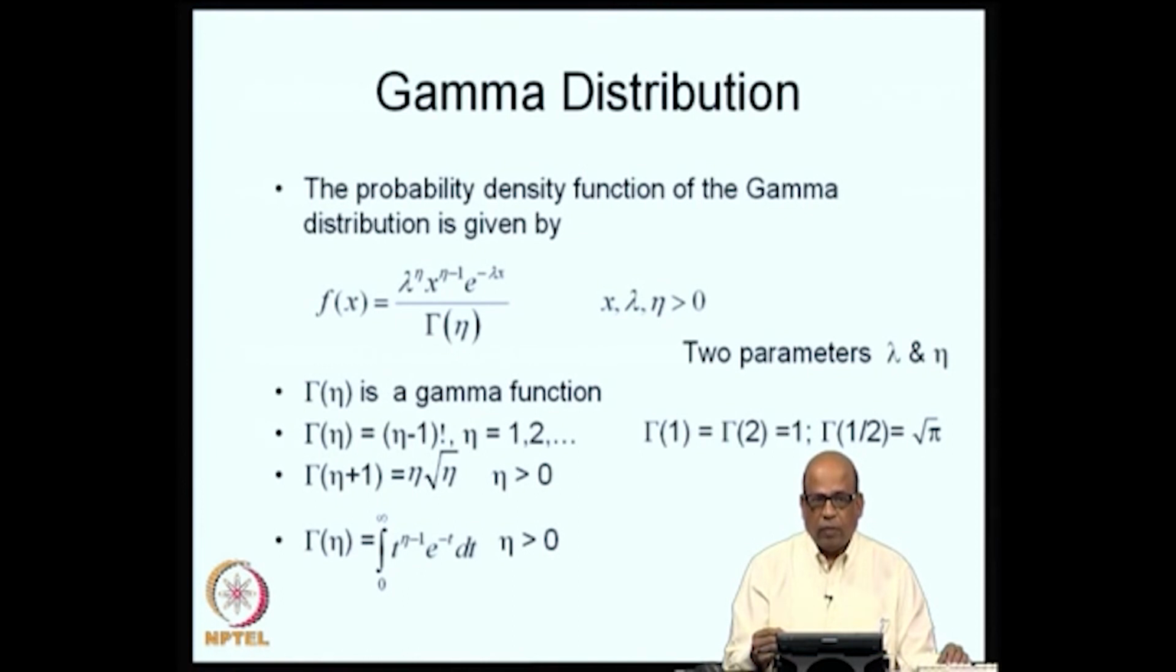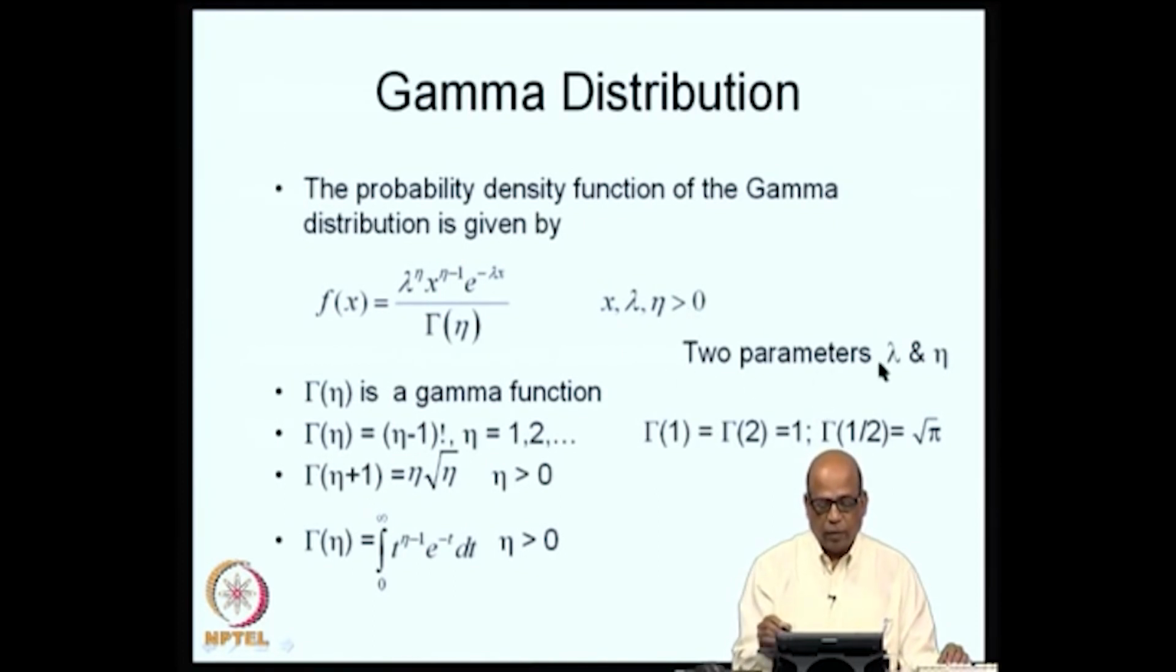The probability density function of the gamma distribution is given by f of x is equal to lambda to the power eta, x to the power eta minus 1, e to the power minus lambda x, the whole divided by gamma of eta, and this is defined for x, lambda and eta all greater than 0.